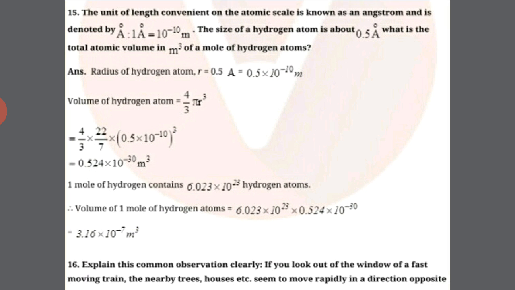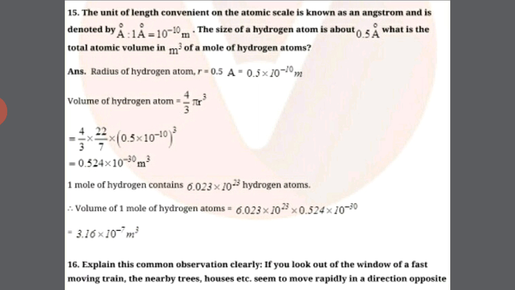1 mole of hydrogen atoms contains 6.023 into 10 to the power 23 hydrogen atoms. So the volume of 1 mole of hydrogen atoms is 6.023 into 10 to the power 23 into 0.524 into 10 to the power minus 30. So it becomes 3.16 into 10 to the power minus 7 meter cube. Okay, meter cube.